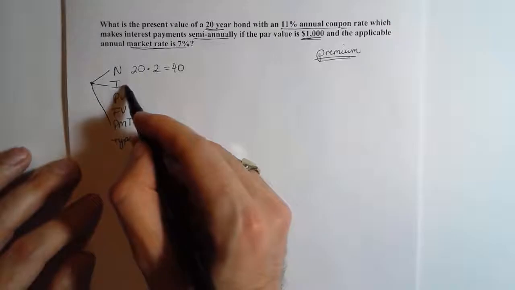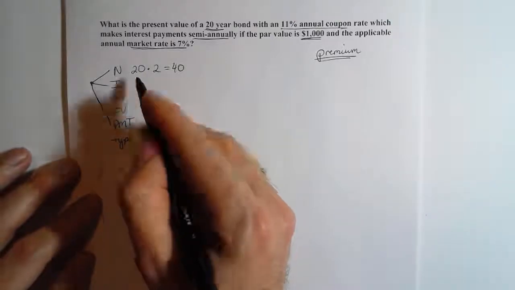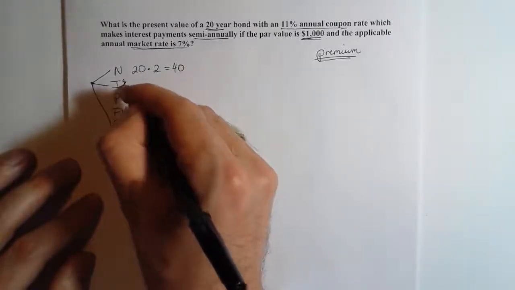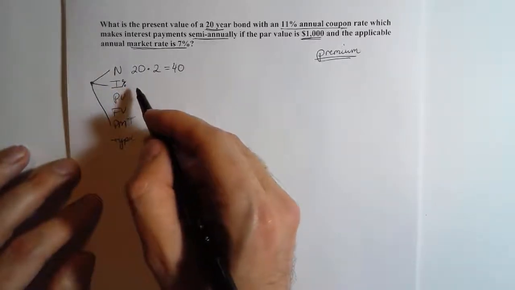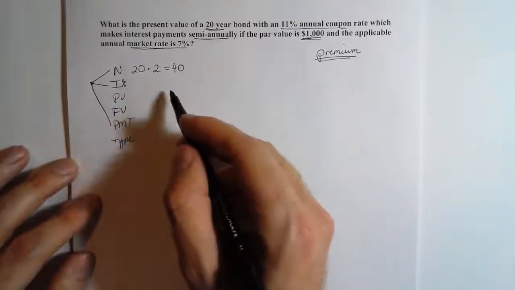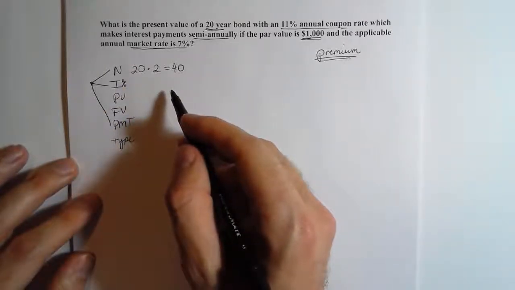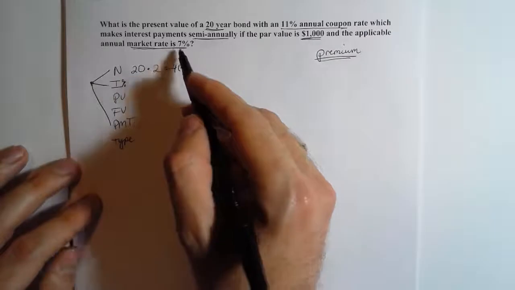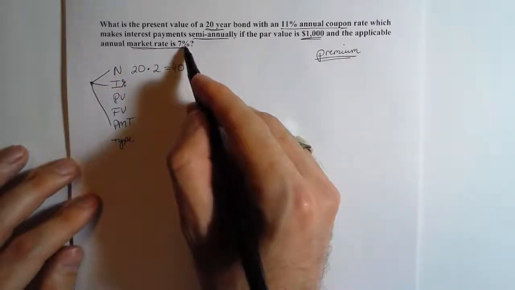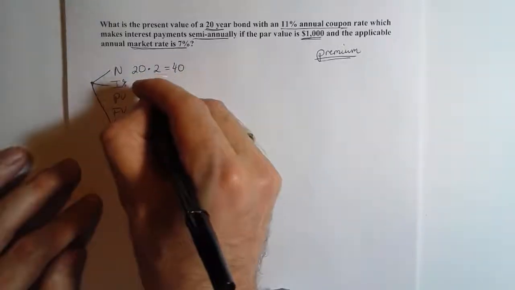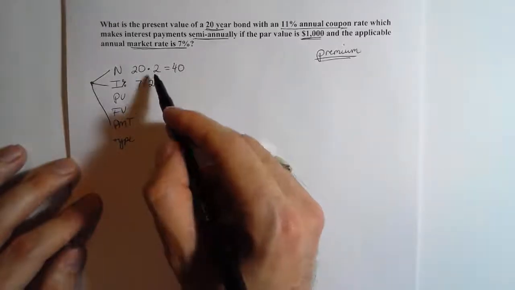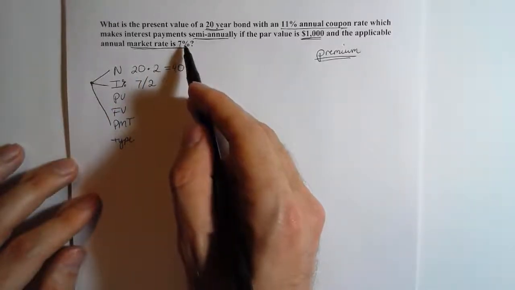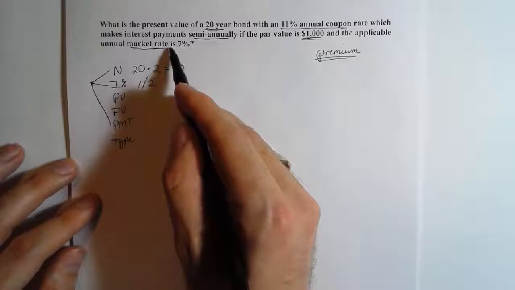Now I needs to be the rate per period. And if you're using your calculator, note that I is expected to be in percentage format. And when you are discounting the cash flows from a bond, you always use the market rate. So the annual market rate is 7%. So we need the semi-annual market rate. So we'll take 7 and divide that by 2 in order to get the semi-annual market rate, because we're going to discount using the market rate.